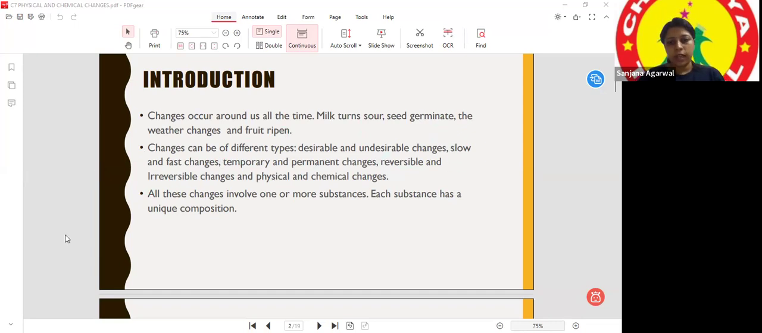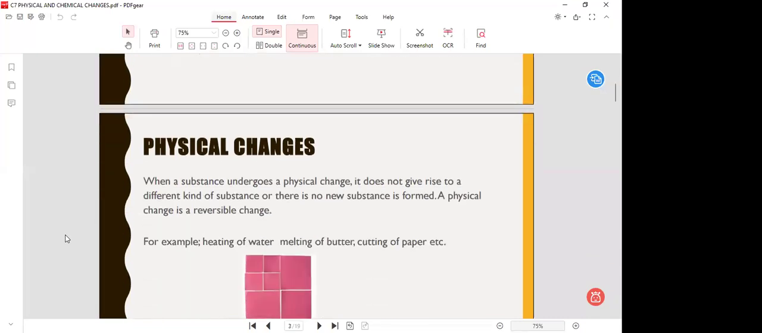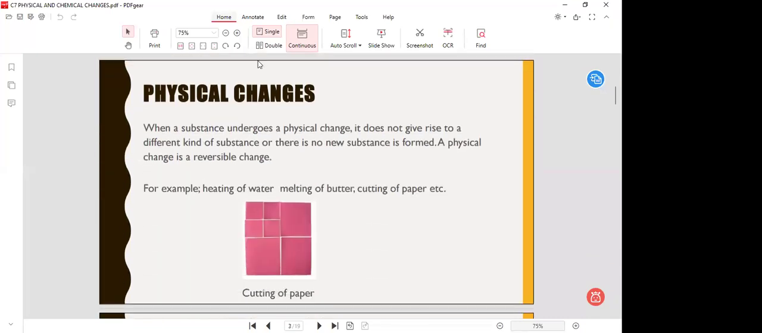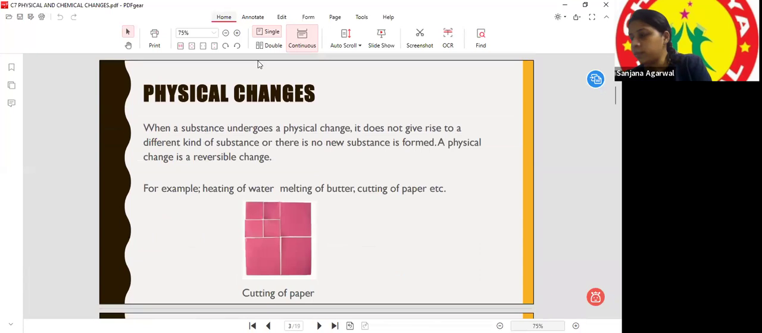Okay, moving to the next slide now. When a substance undergoes physical change, it does not give rise to a different kind of substance, which means there is no new substance formed, and a physical change is a reversible change. You can add the word usually. A physical change is usually a reversible change, not always.